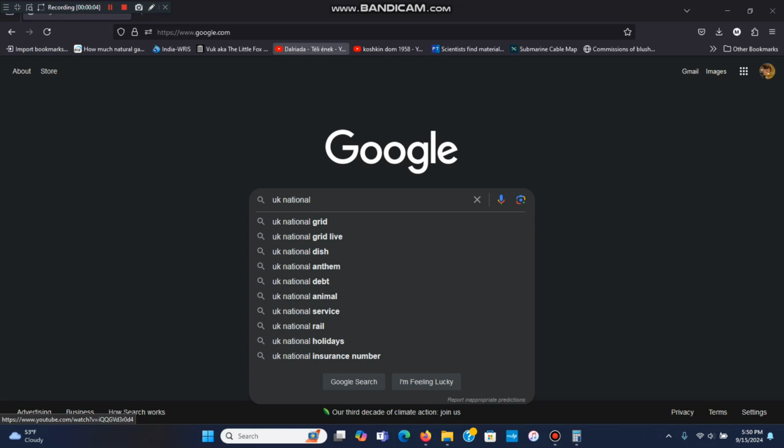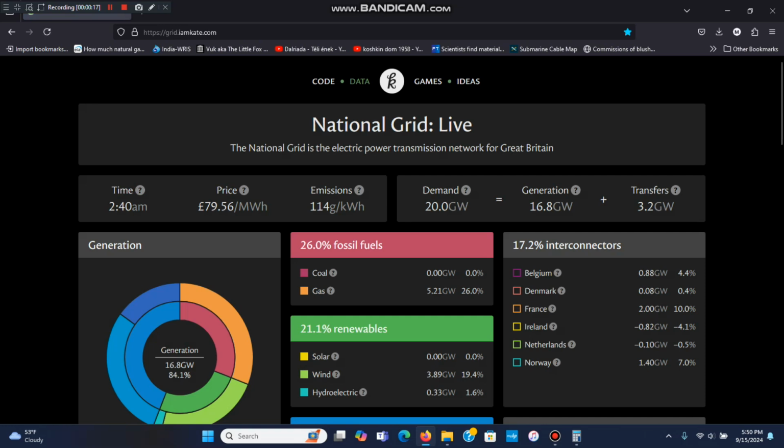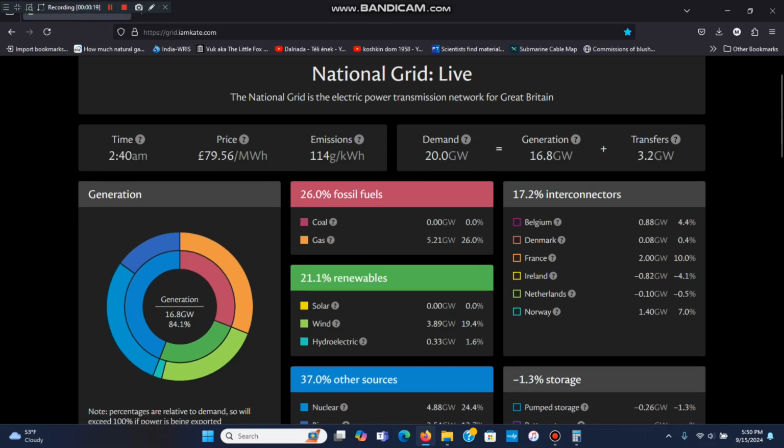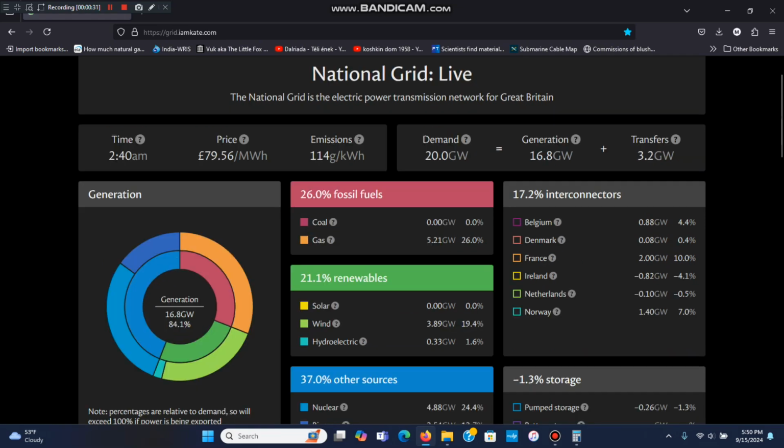For the UK's live grid tracker, you type in UK National Grid Live, and this one, the one with the tricolor split piece symbol up there, should be the first one that comes up. Different layout, but it gives you the same thing. You'll have generation over there. Demand will be up here though, so you can also compare the two as they do next to it.